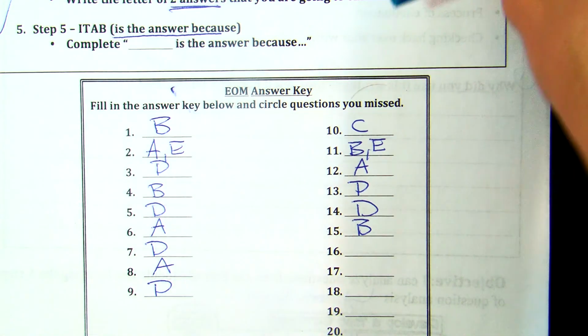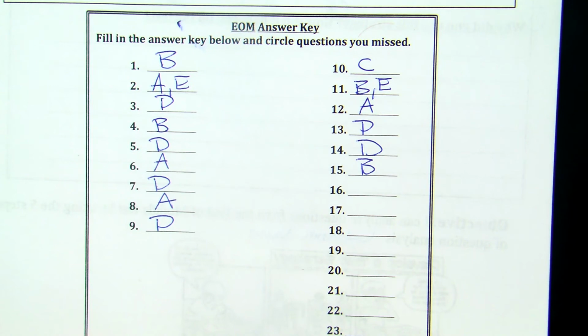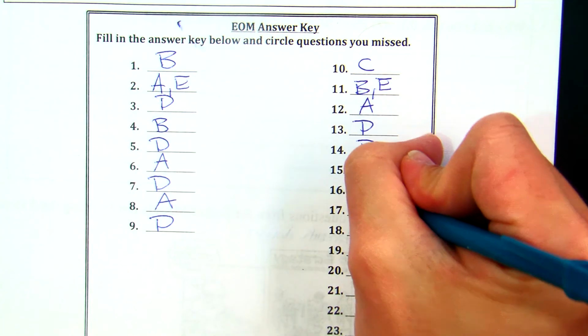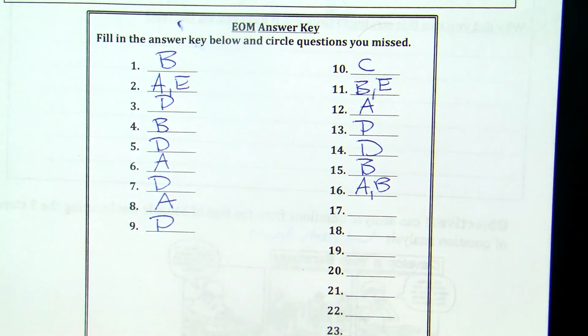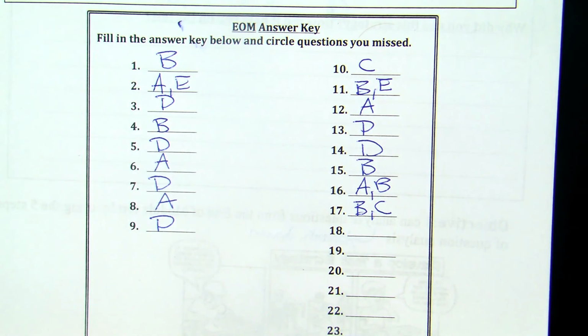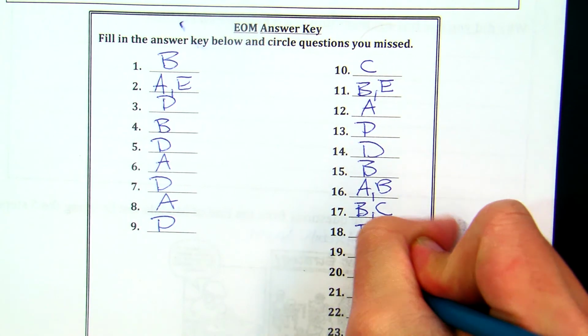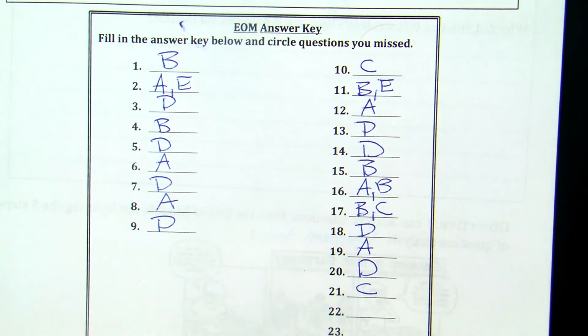Number 16, make sure you can still see. All right, we're good. Number 16 was A and B. Number 17 was B and C. Number 18 was D. Number 19 was A. Number 20 was D. 21 C. 22 D. 23 B. And the last two, C and D. So now you have your answer key for yesterday's end of module test.